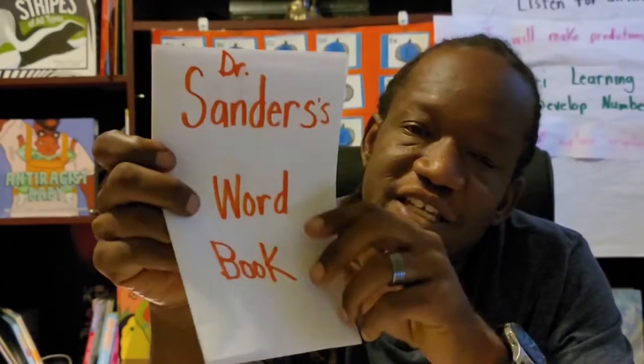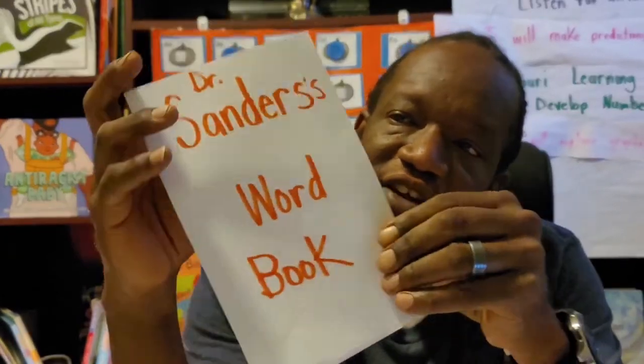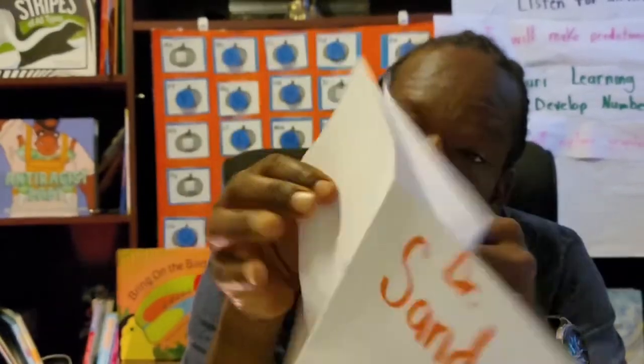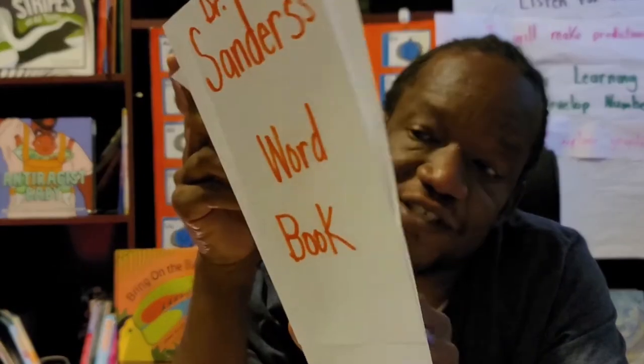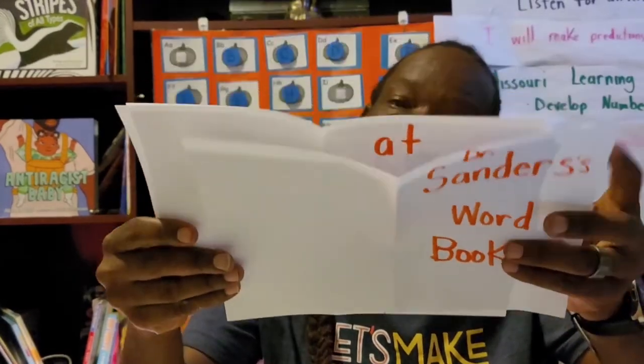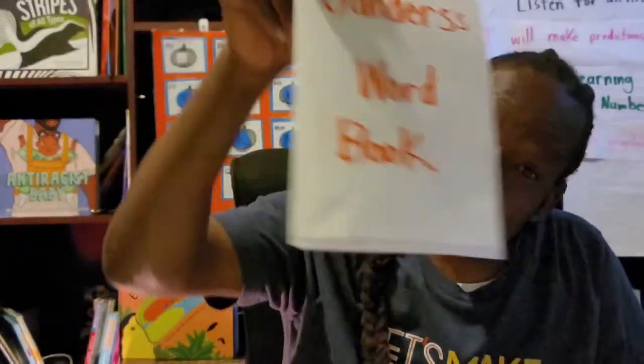I made mine all plain. It just has orange lettering. But you can decorate your cover. And then on the inside, you can write your words, like these words: at, us, and the. And some other words. We have six and in. So I just took some pieces of paper and folded them together. Folded three. You can have four pieces of paper, five. I would put a lot. And so I have my word book. I want to see some of your word books.